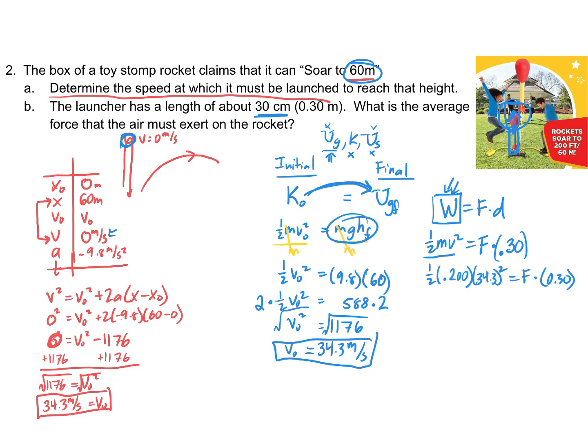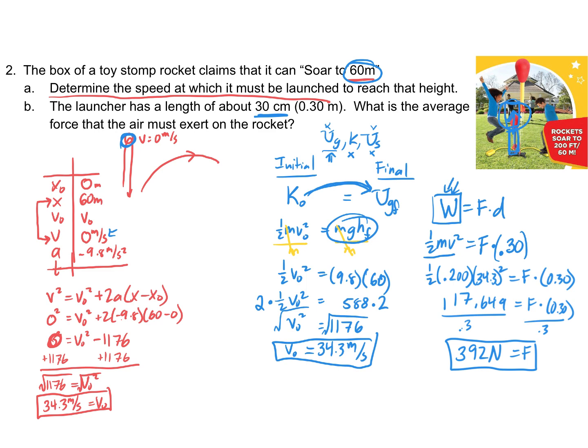34.3 squared. All right, and I get 117.649, which then needs to equal the force times the distance over which the force is exerted. So I can divide by the 0.3 on both sides, right? Divide by 0.3 here, divide by 0.3 here, and what I get is 392. I'm going to go with units. It is a force, and forces have units of newtons. So the average force will be about 392 newtons. So there you go. That is question number 2.